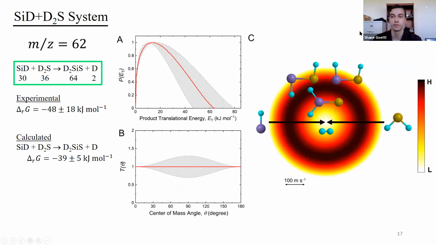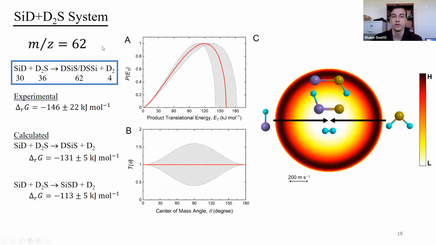So looking at the center of mass functions, first for the D2SiS product, we can recover the reaction energy, negative 48 kilojoules per mole, which does match the calculated value. Looking at the angular flux distribution, we can see it is isotropic. This means we have an equal scattering probability in all directions, which can be visualized here in the flux contour map.